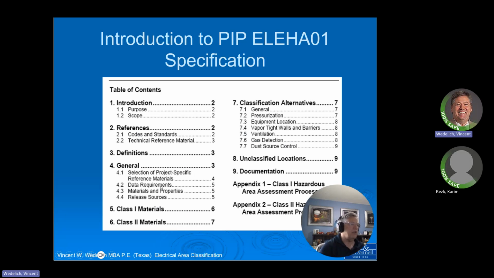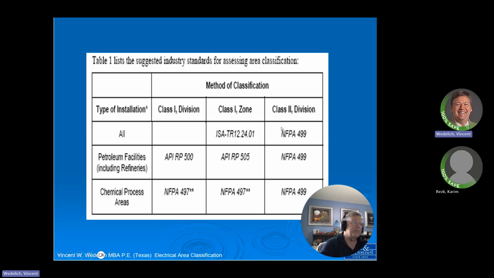So you have the introduction, you have the references, you have definitions, you have the general section of the code, right? You've got class 1 materials, class 2 materials, classification alternatives, general pressurization, equipment location, vapor type walls, things of that nature. So here for class 1 division, we follow API RP 500 or we follow NFPA 497. You really want to pick one or the other, right? If you start picking them both, then it gets a little muddy, right?